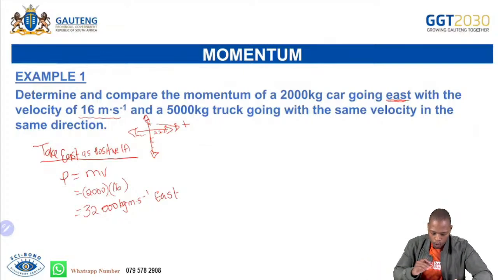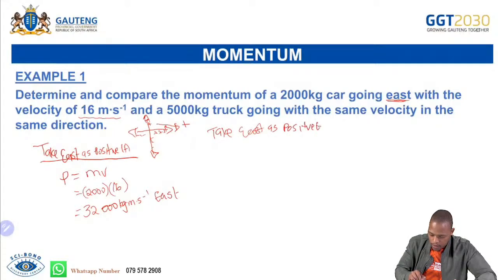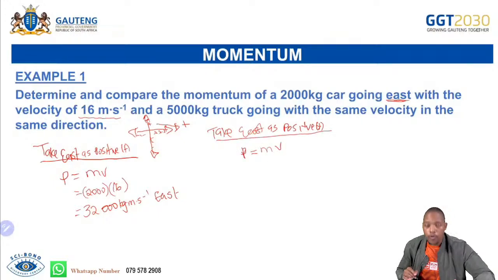And I quickly go and determine that of a truck. They said the truck has a mass of 5,000, right? Because the truck is going the same direction, we're still within the same scenario, I can still use this direction that was taken here. Take east as positive. Then I underline. Then I write P is equal to mv from the formula sheet.